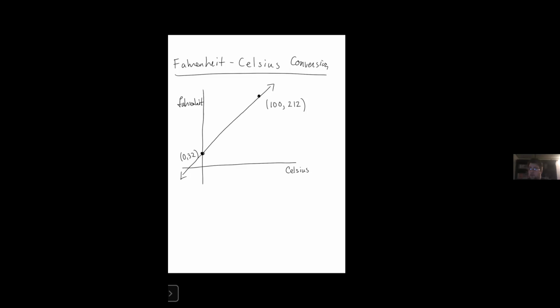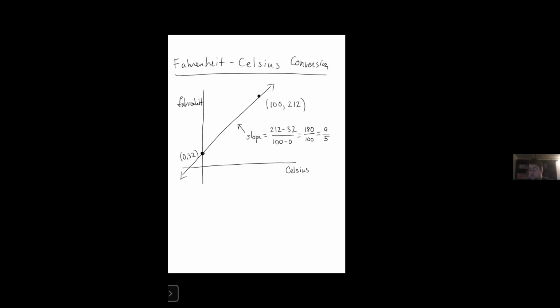I'll just write it here. Slope equals what? Well, it's a change in y over a change in x. Change in y, 212 minus 32. Change in x, 100 minus 0. And what does this equal? Well, it equals 180 divided by 100. That reduces further. Zeros cancel. 18 over 10 equals 9/5.